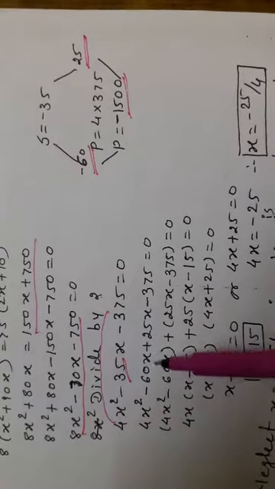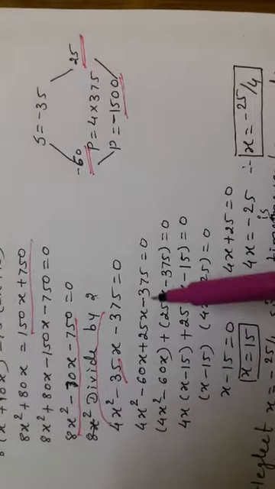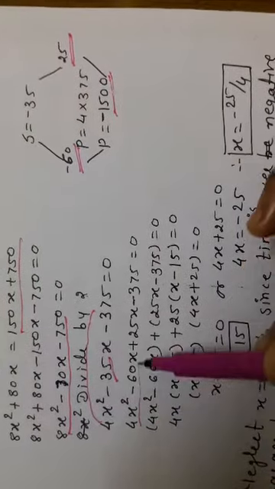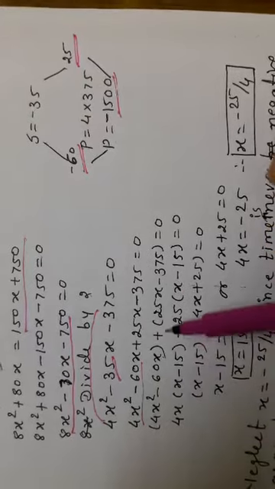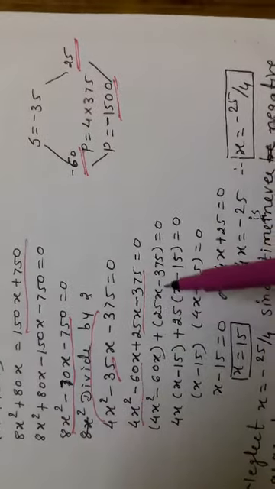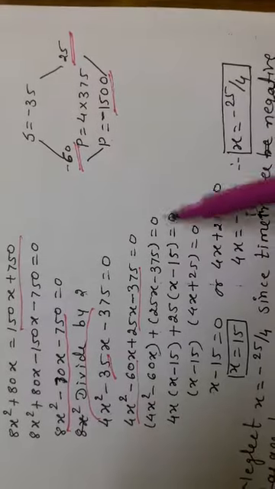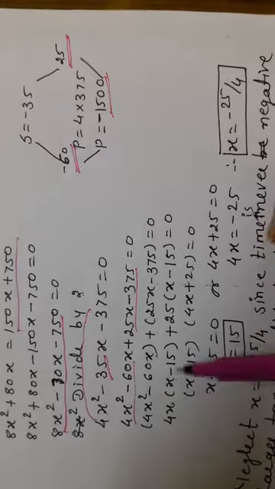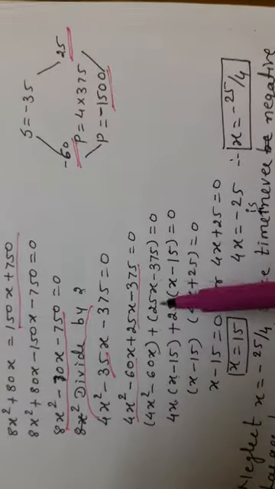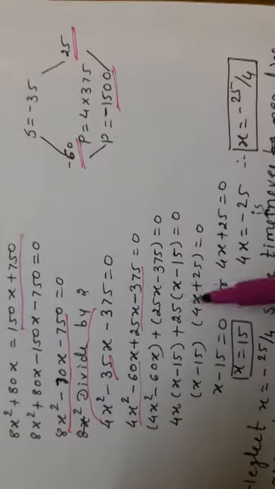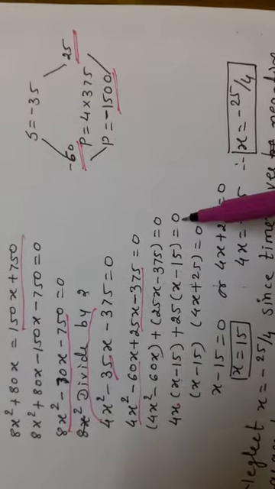So 4x square minus 60x plus 25x minus 375, which is equal to 0. We have to do grouping. 4x square minus 60x plus 25x minus 375 is equal to 0. Here there is a plus, therefore there is no change in the sign. From the first two terms 4x is common. What is left? x minus 15. From the last two terms, 375 is divisible by 25, so we can take out 25 as common. x minus 15 is equal to 0.